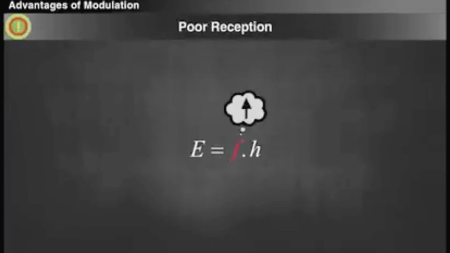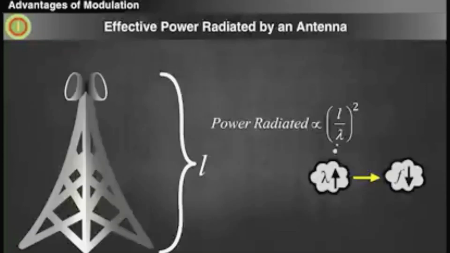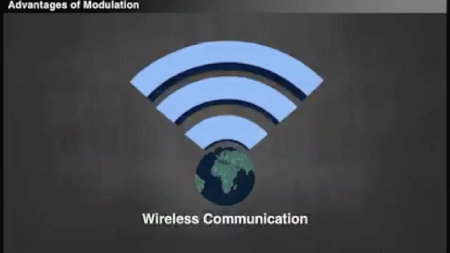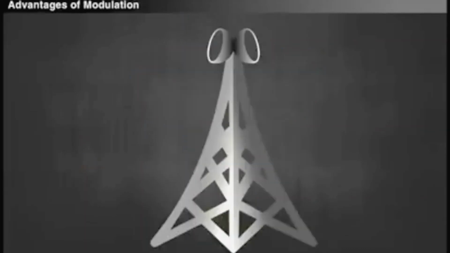To overcome the problem of poor reception, if the frequency of the signal is high, automatically the energy of the signal will also be high, and hence we can obtain a good quality signal at the receiving end. By using high frequency transmission, we can achieve high power radiation without changing the antenna height. Modulation helps us to replace the wired medium with wireless medium communication. Also, we can achieve a high range of communication by using modulation.